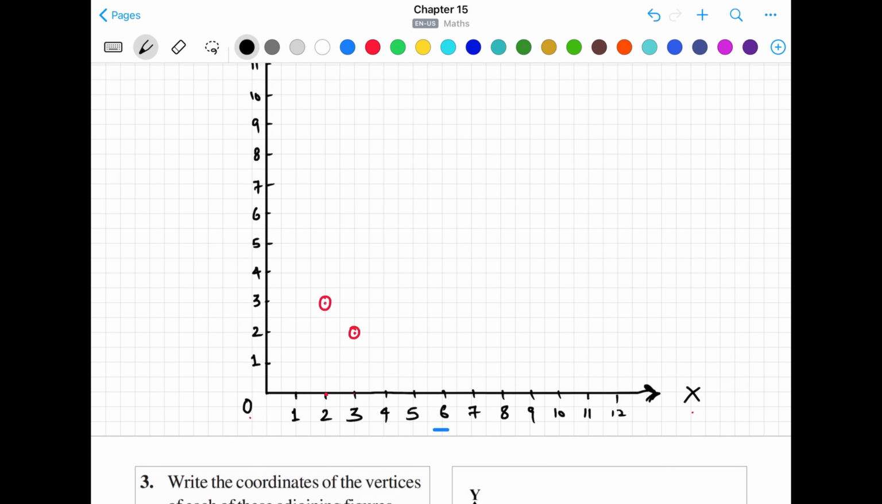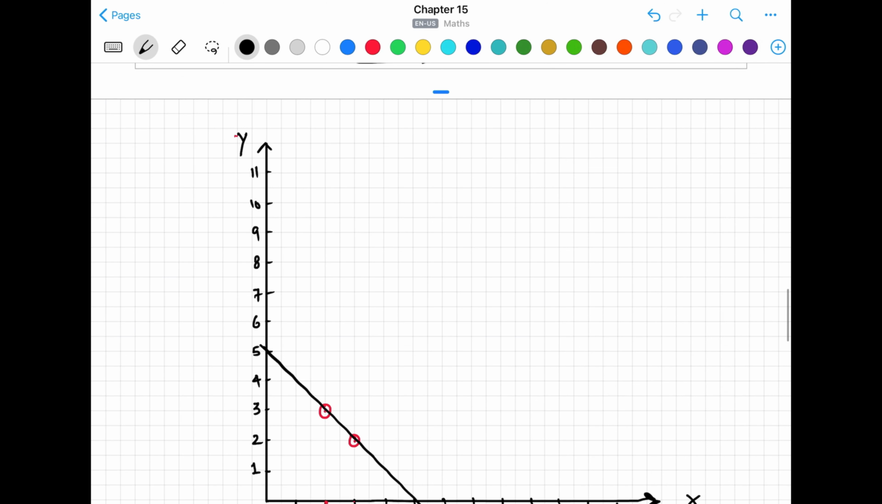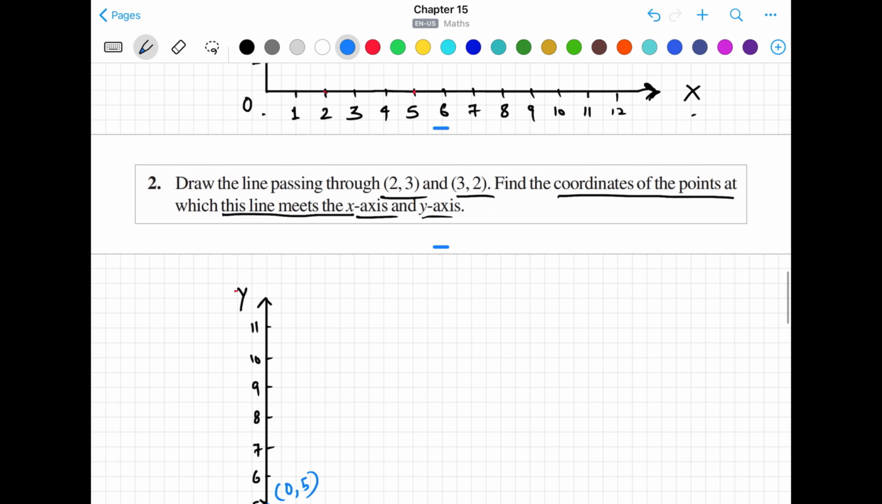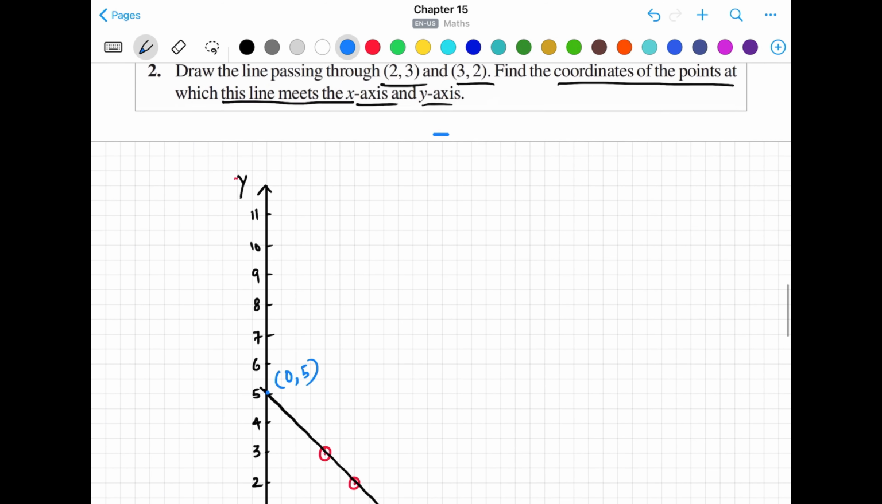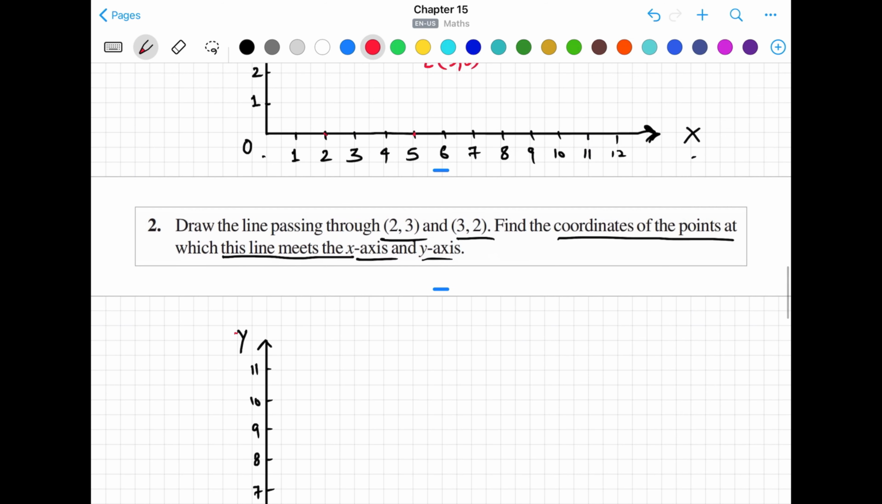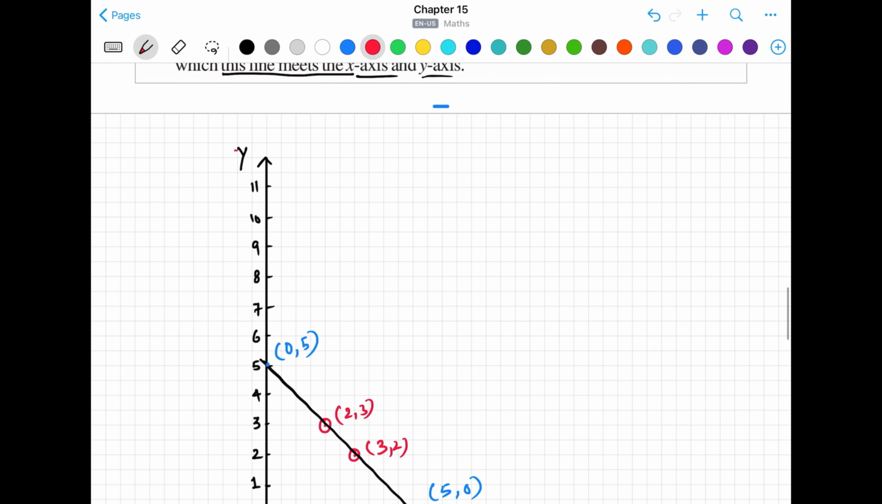When you join these points, you will find out that this line will intersect the x-axis and y-axis at two distinct points. The coordinate here is x is 5 and y is 0. Similarly here x is 0, y is 5. As you are asked, draw the line passing through these 2 points. So we have drawn that line. This is the coordinate of point 2 3 and this is 3 2. You have to find the coordinate of the point at which this line meets the x-axis and y-axis.